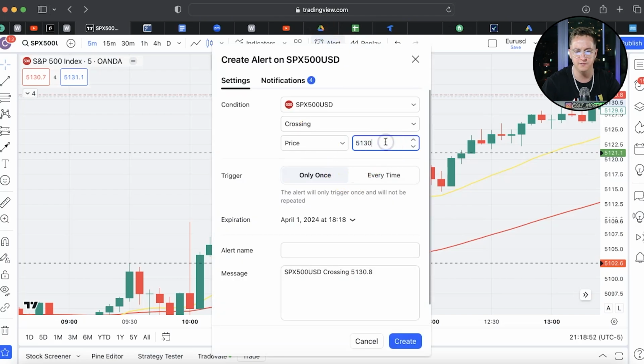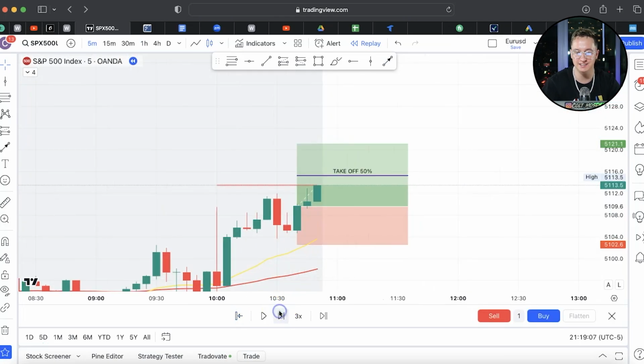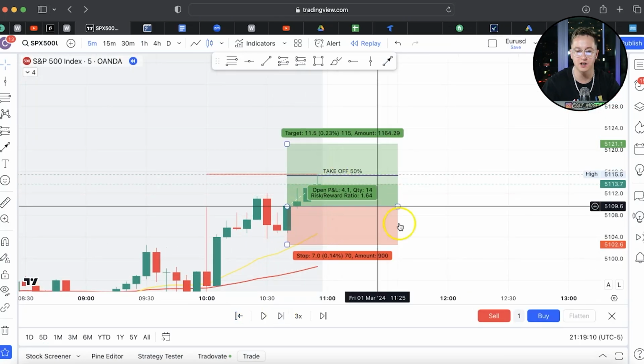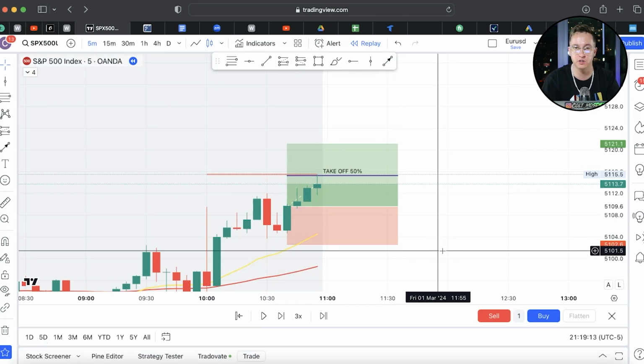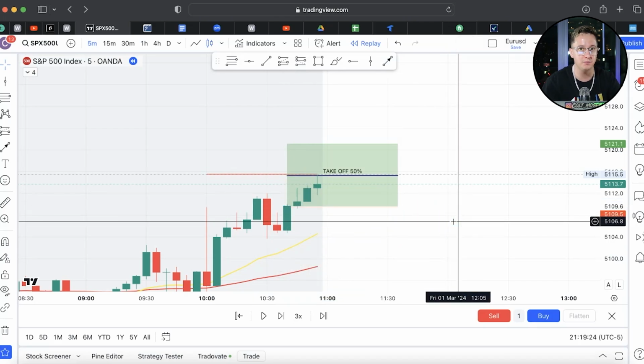I'm going to make another alert, 5115, and I'm going to put the alert take off 50%, meaning that when price goes and hits this 50% level right there, I'm going to go to MetaTrader 4 if you're trading Forex, or I'm going to go to futures and I'm simply going to take off 50% of my position, and I'm going to trail my stop loss to my entry. Therefore, I'm closing with profit on this trade, one, but two, this trade is now risk free. This right here is going to help so many of you guys out. Use this trading hack right here.